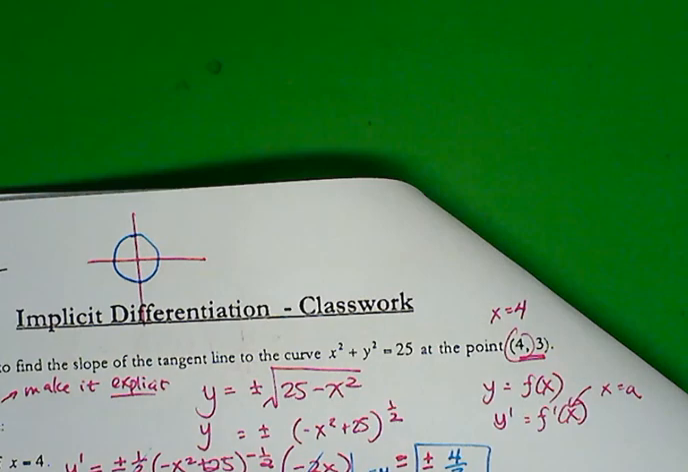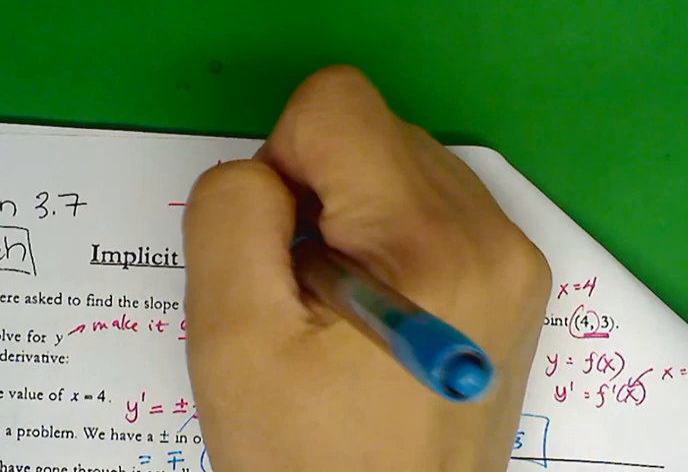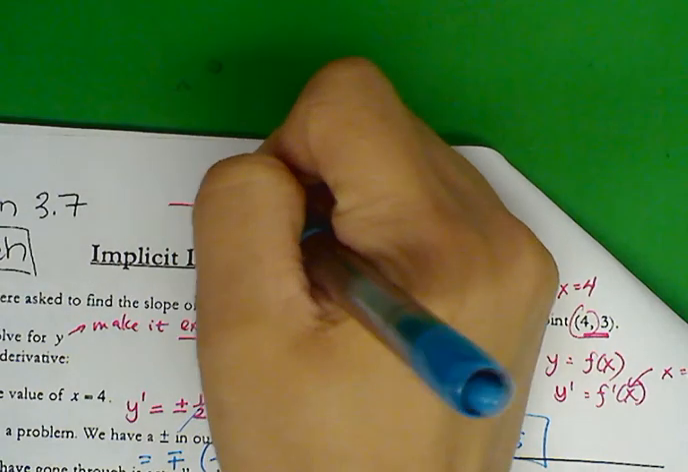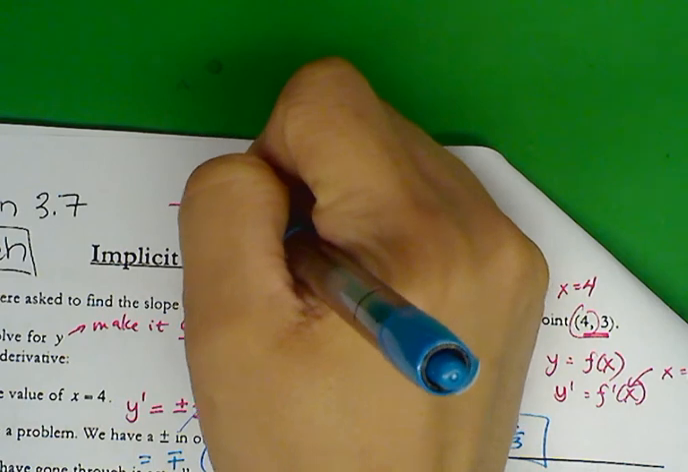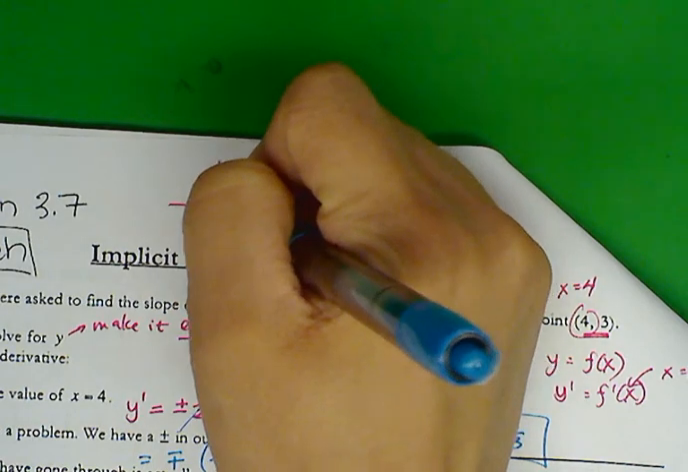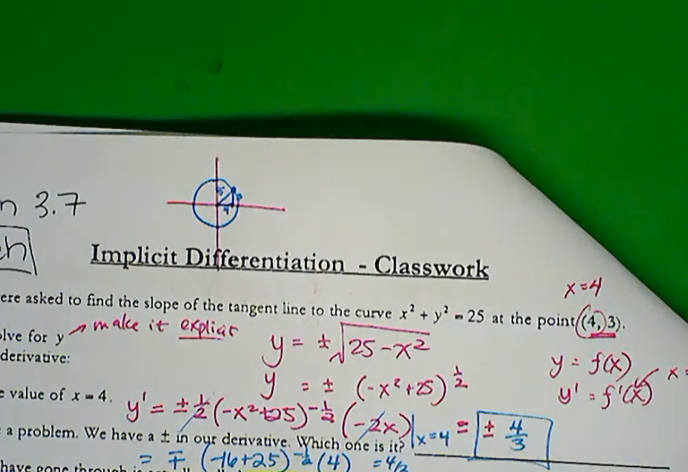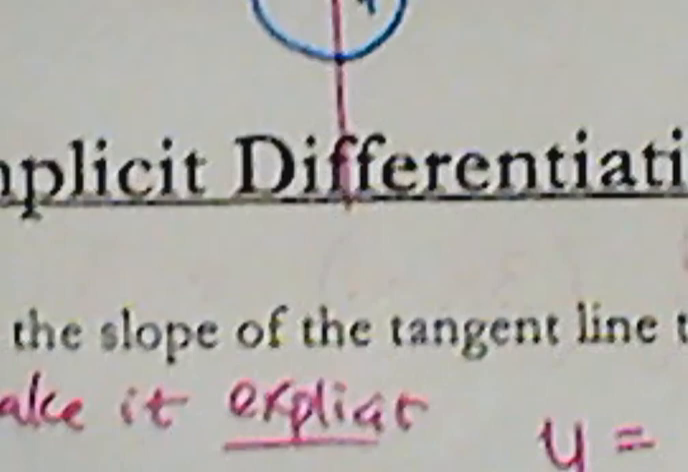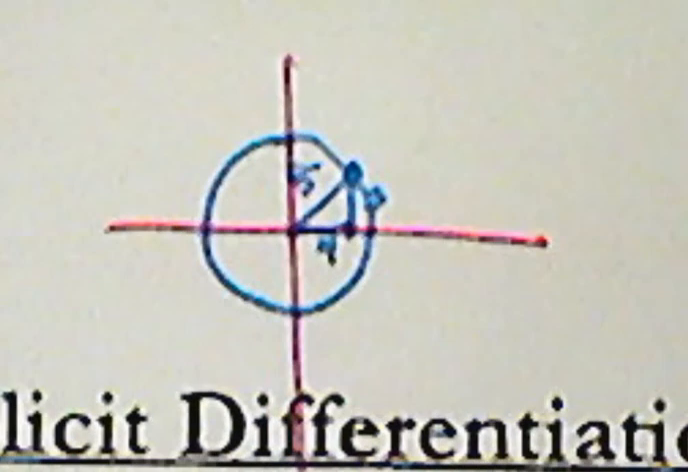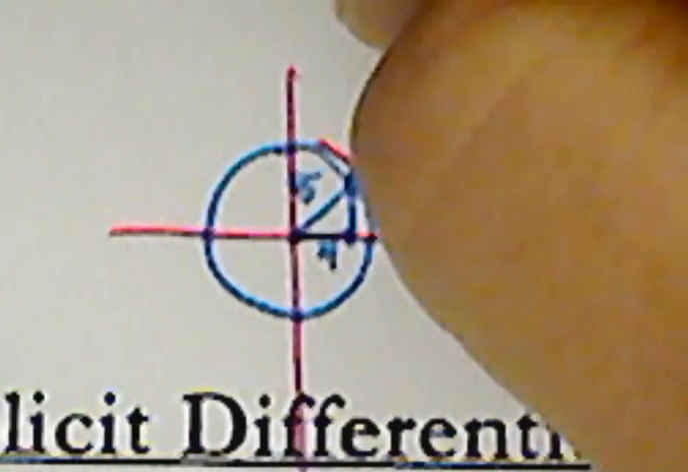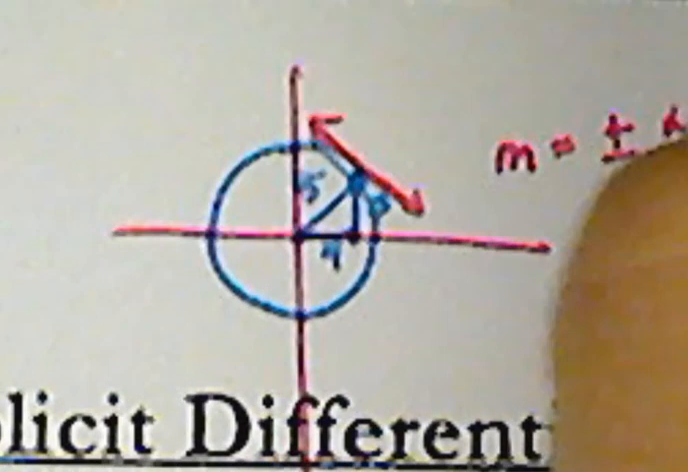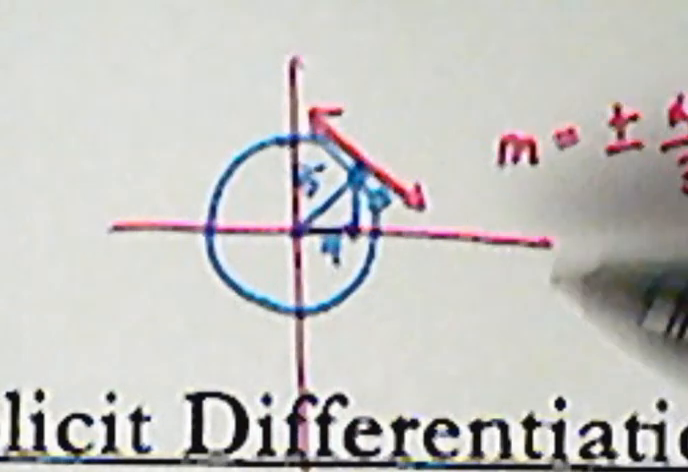So the point that we care about right here is 4, 3. That makes a 3, 4, 5 triangle, right? Like you said, Pythagorean theorem. So this is 4, 3, and 5. And the tangent is this one, right? But when we did explicit differentiation, they gave us the slope being either plus or minus 4/3. Should this one be minus or plus? It should be minus, right?